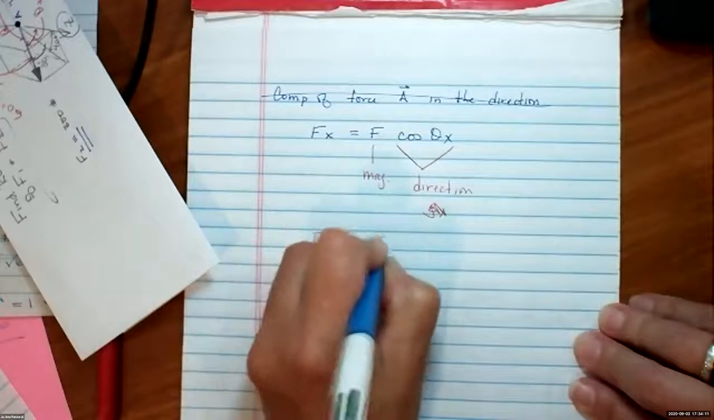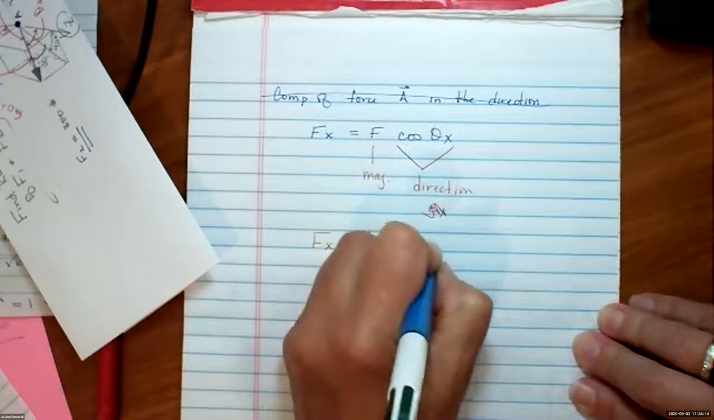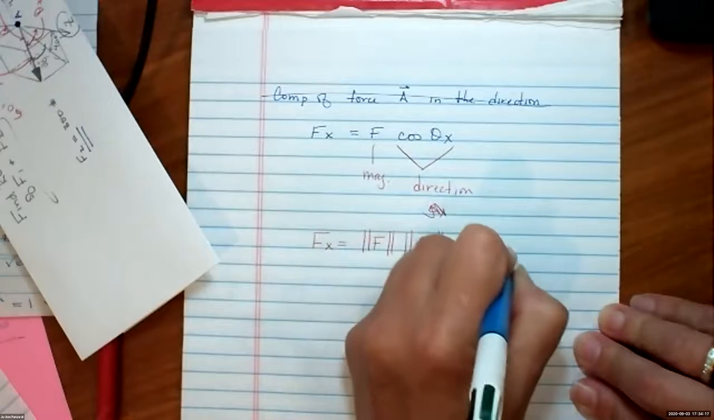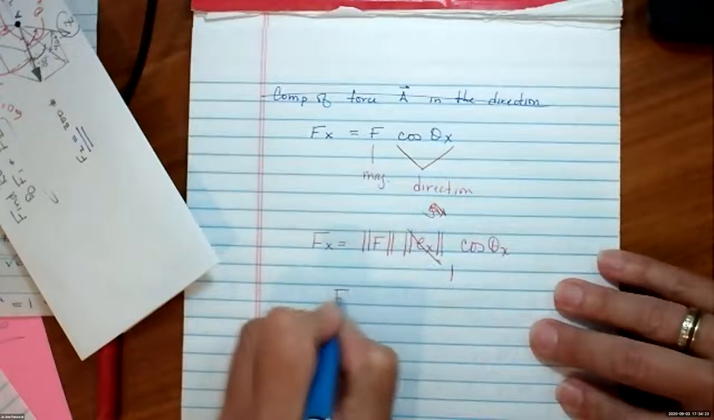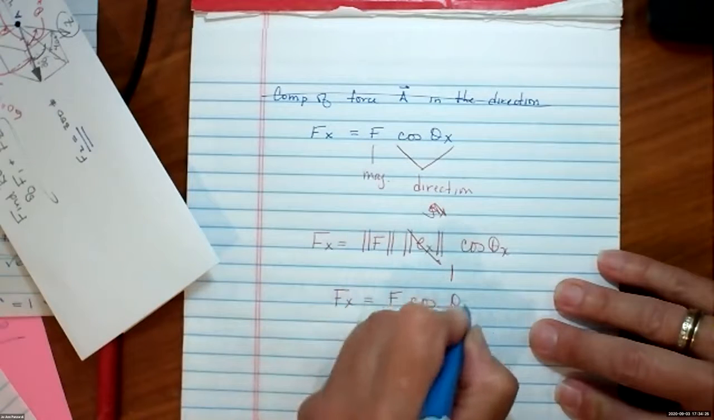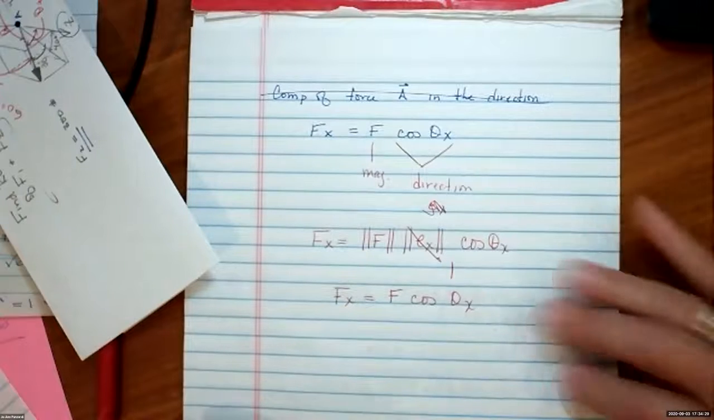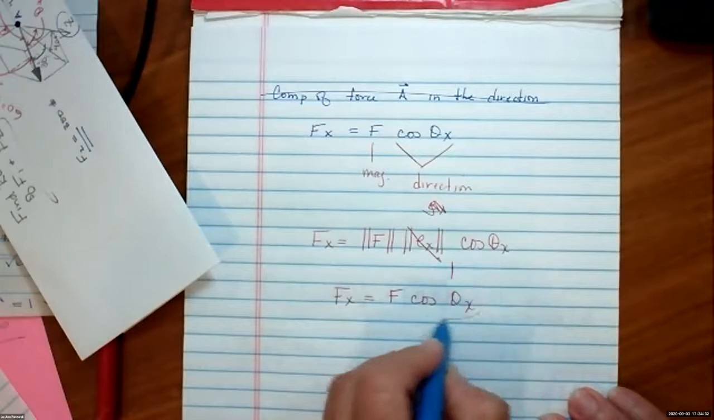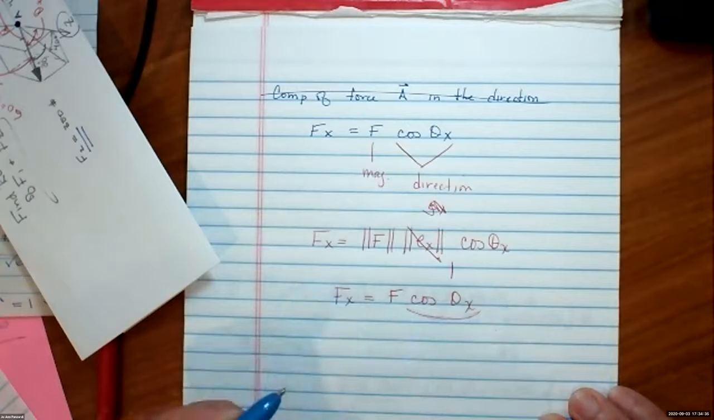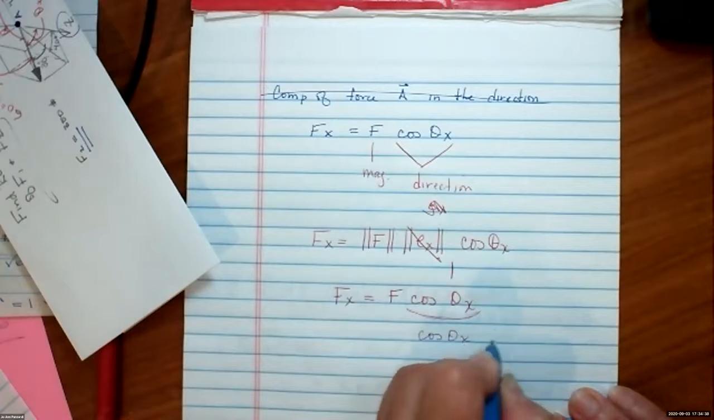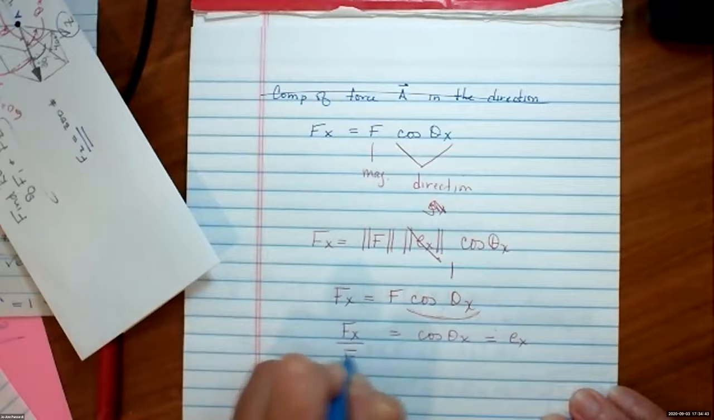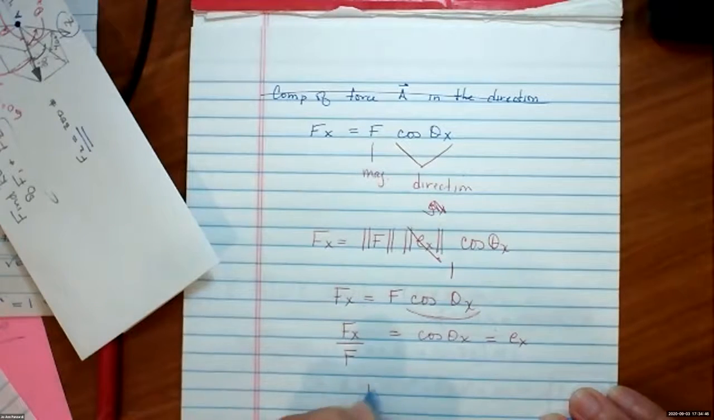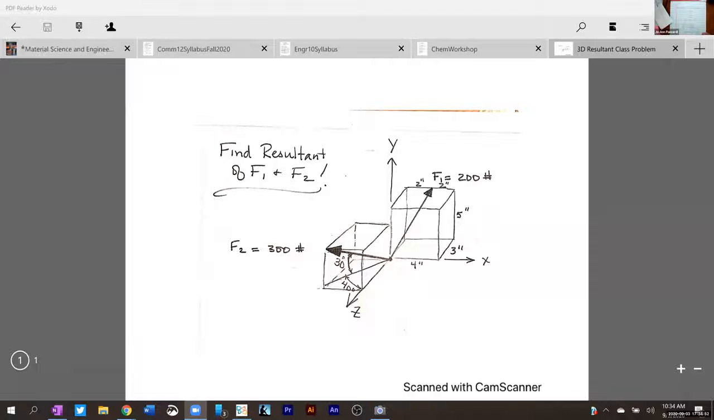Fx is equal to the magnitude of F times the magnitude of the unit vector times the cosine of theta, the angle between. And we know this becomes 1. So Fx is equal to F times the cosine of theta x. Right? So this really is representing the unit vector here in a way. The cosine of theta x, which you could say is the direction component, is equal to Fx over F. So Fx is really equal to F times the unit vector with dot product.